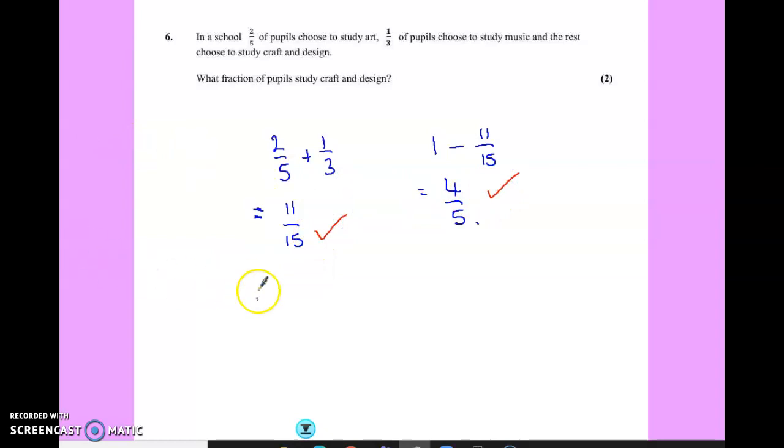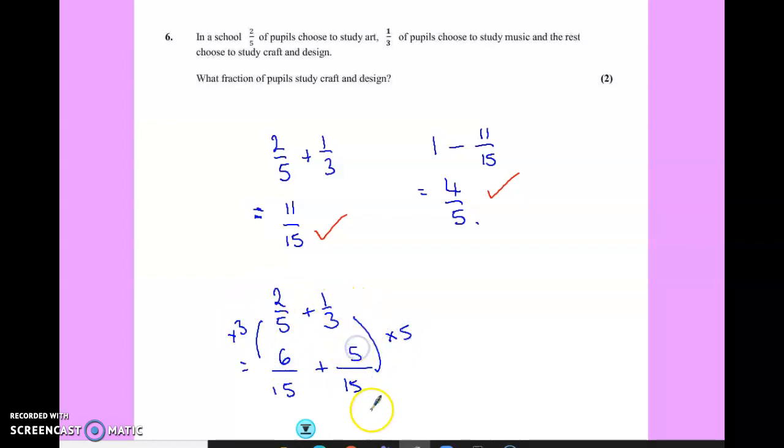I know there's a few that like to do it without a calculator, so I'll just run through that quickly as well. So 2/5 plus a third, smallest number that 5 and 3 both go into is 15. So I'm going to make my new denominator 15. To go from 5 to 15, times by 3, do the same to the top, 2 times 3 is 6. This side, to go from 3 to 15, times by 5, do the same to the top, 1 times 5 is 5, add the 2 together, 6 add 5 is 11, so get 11/15, and then taken away from 1. 1 is the same as 15/15, taken away 11/15 gives me 4/15.